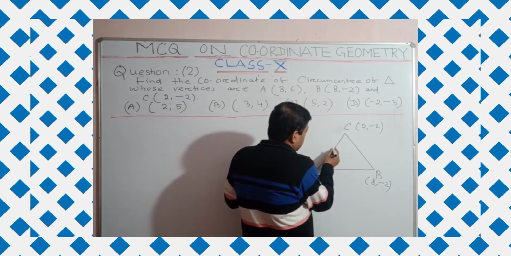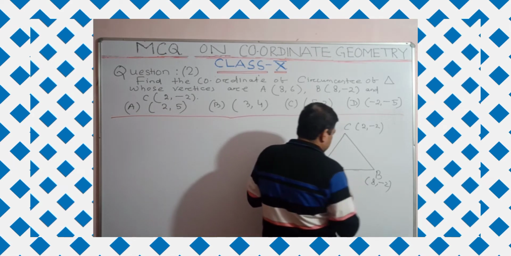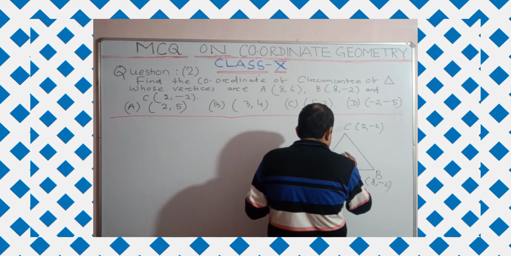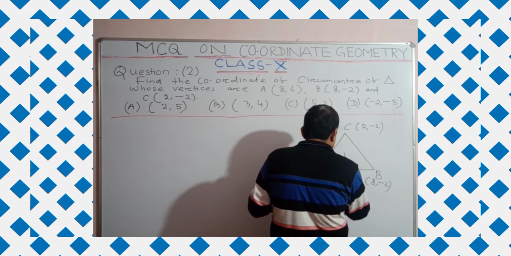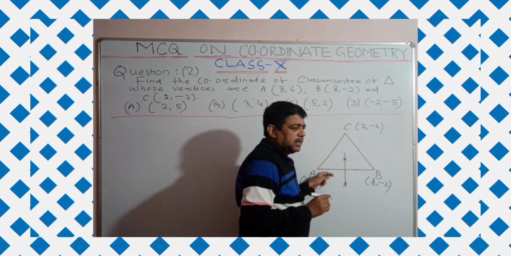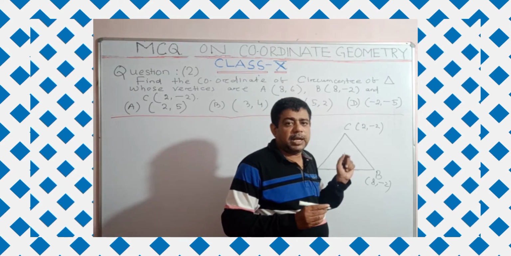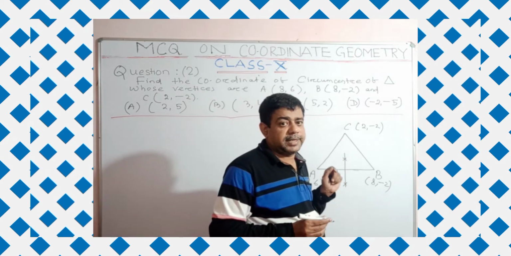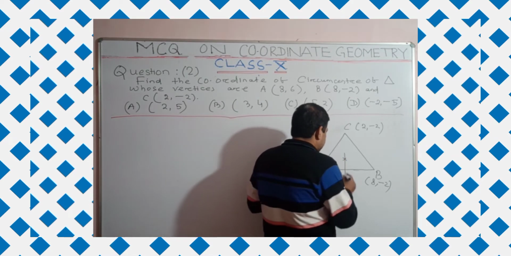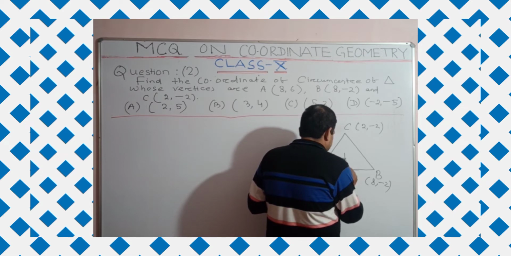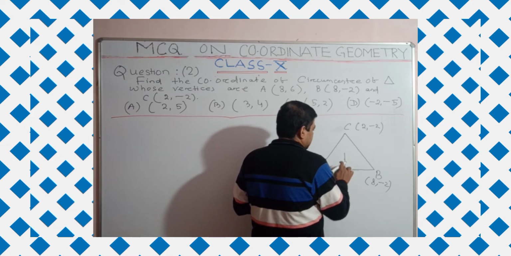Suppose AB is a line segment, one of the sides, and I draw the perpendicular bisector of AB. A perpendicular bisector means a line which divides a line segment into two equal parts and is also perpendicular to that line segment. It means this line intersects AB at a right angle, I mean this angle must be 90 degrees. This is the perpendicular bisector of this line.